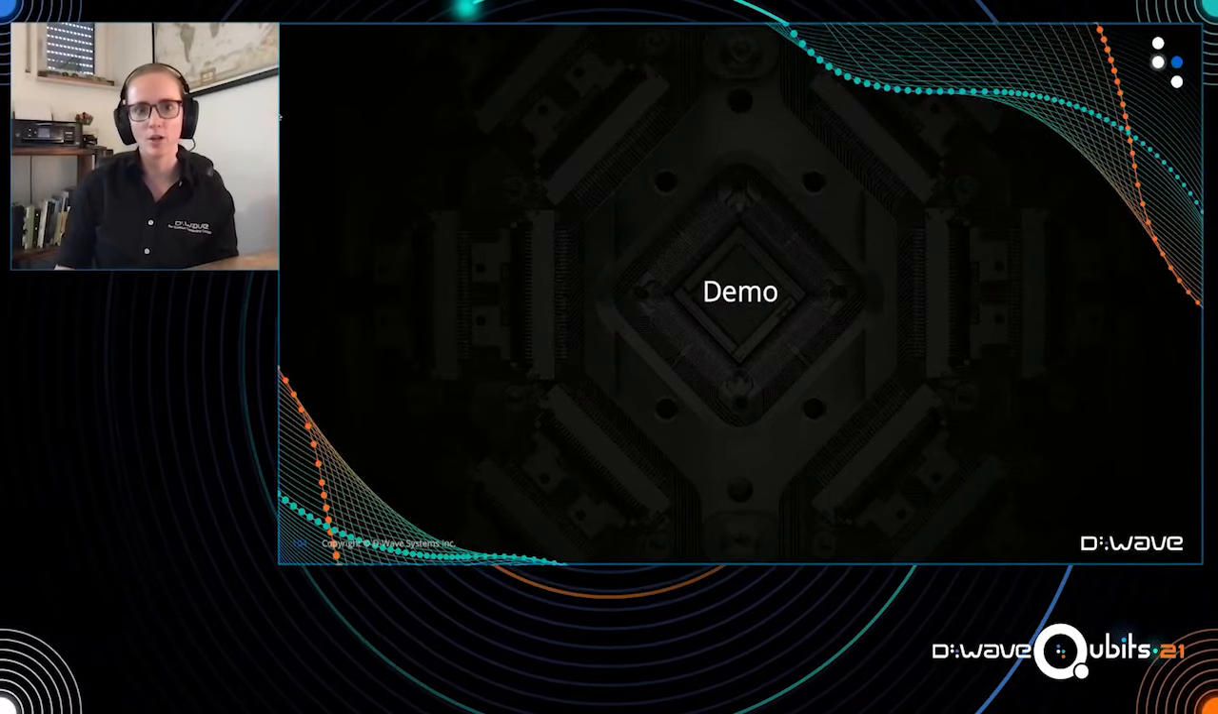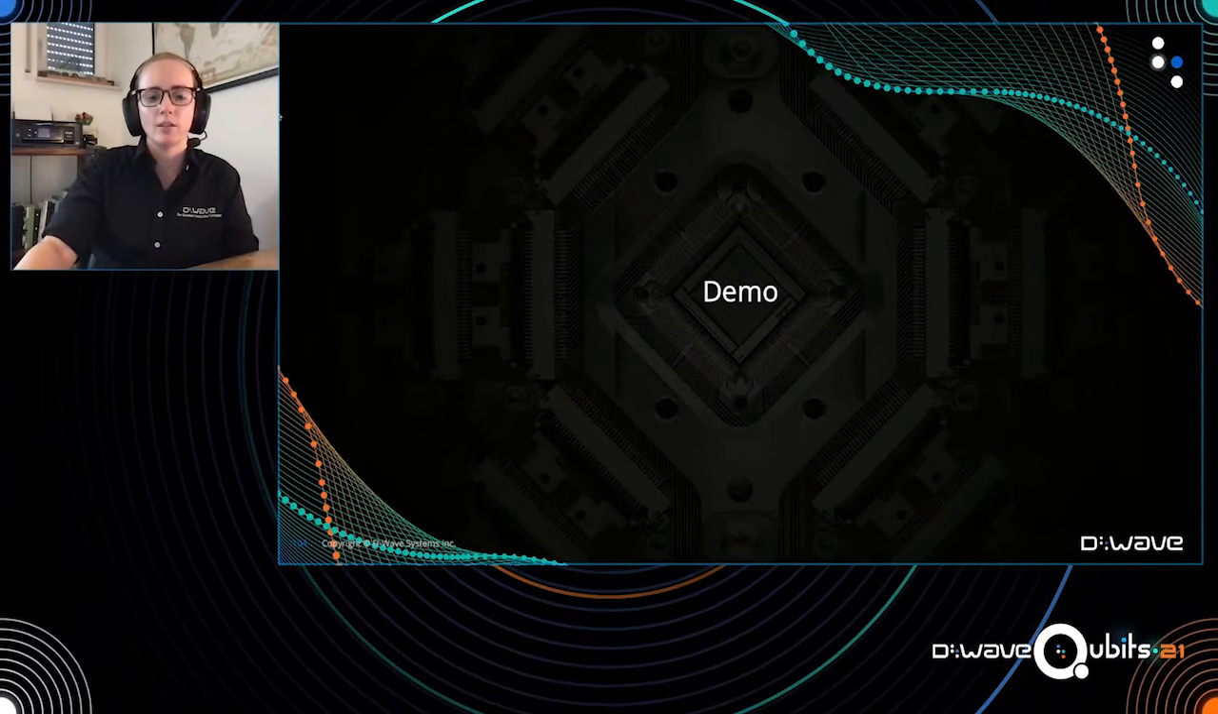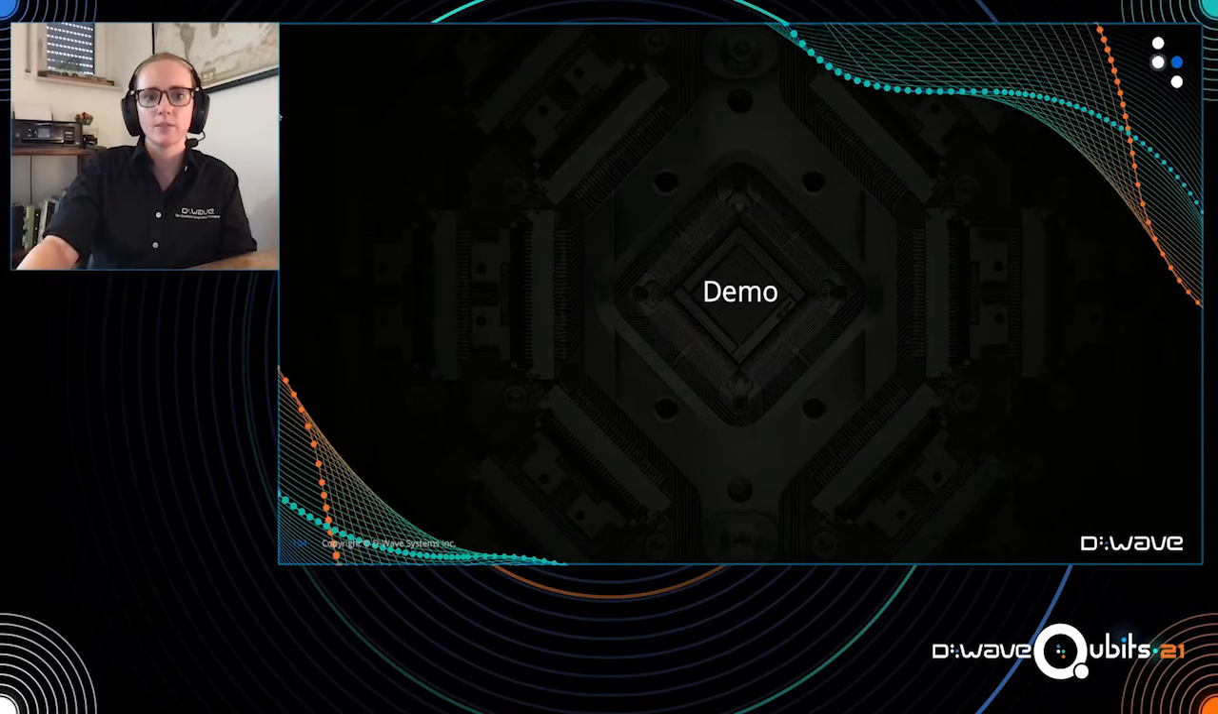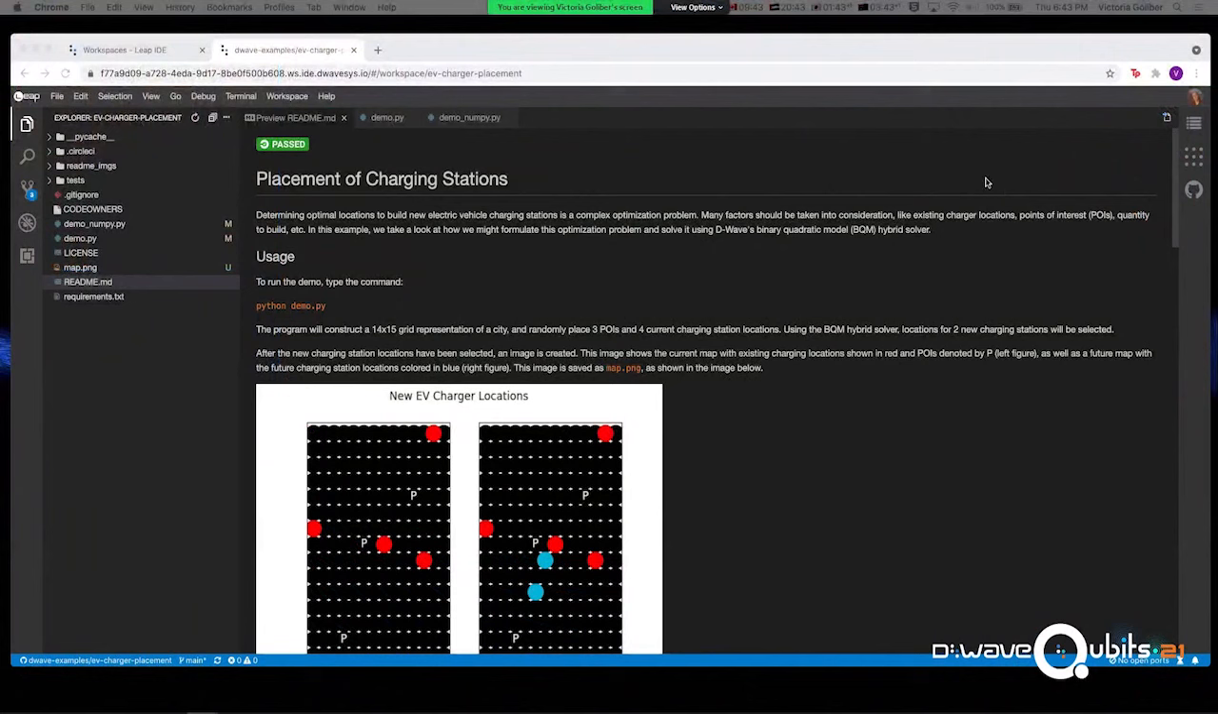All right, so now I'm going to go over and share my screen, and we'll take a look at the code and look at some of the cost savings. All right, so you should all be able to see my screen now. There we go. And what I have open here is the D-Wave Examples electric vehicle charger placement code example.